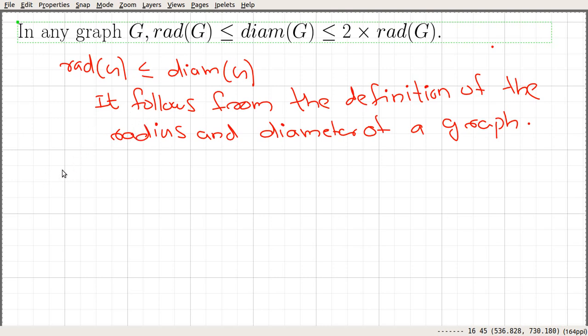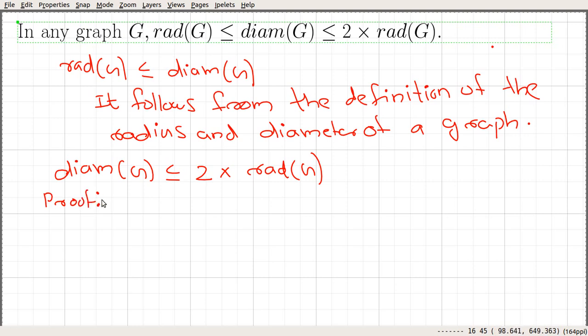Okay, so let's consider the second inequality. Diameter of G is less than or equal to 2 times the radius of G. Okay, it is going to be a simple proof. Anyway, let's try to prove this inequality.